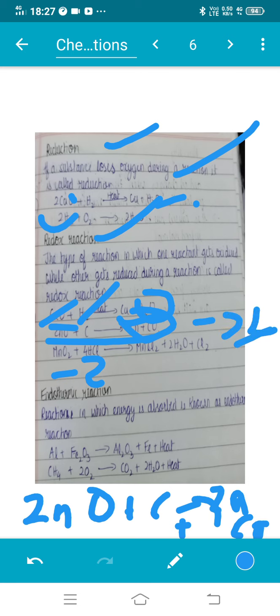MnO2 reacts with 4HCl to give MnCl2, 2H2O and Cl2. Here the MnO2 is getting reduced because oxygen is taken out, and the HCl is getting oxidized because oxygen is getting added to it. This is a redox reaction.